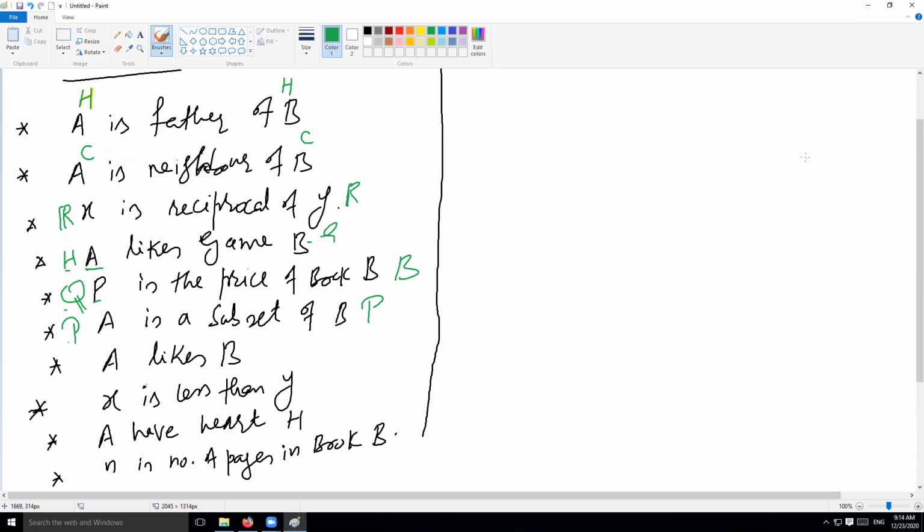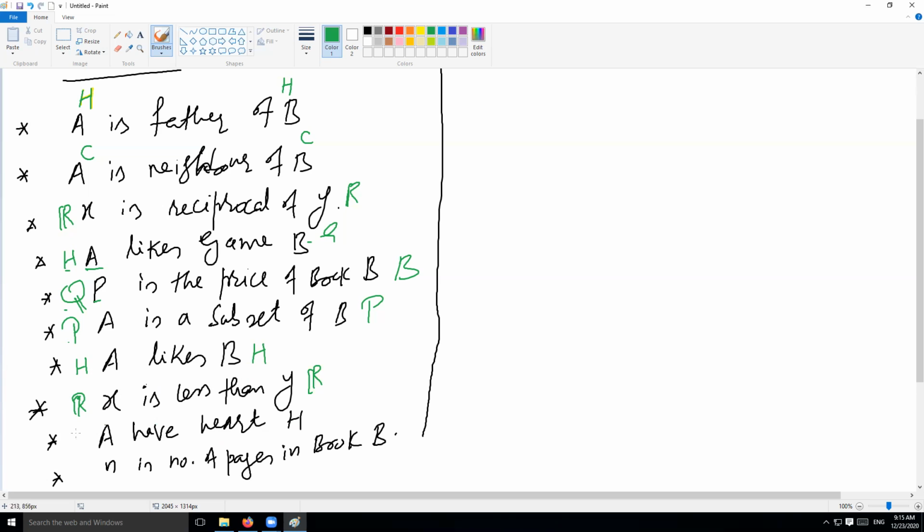So let's say that A is a human and B is a human as well, then it's a relationship from where to where? So this is a relationship from the set of humans to the set of humans, right? X is less than Y. It's a relationship from where to where? Real number to real number. Exactly. So it's a relationship from real numbers to real numbers actually.